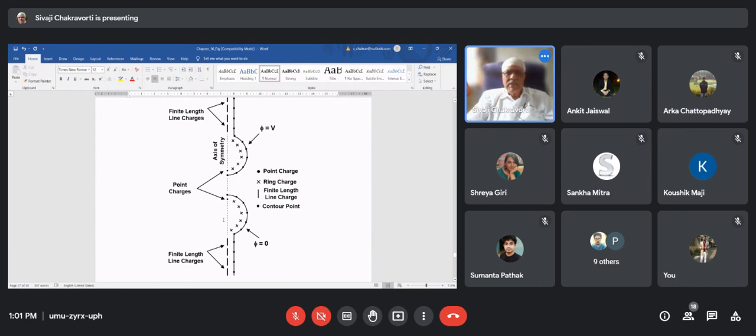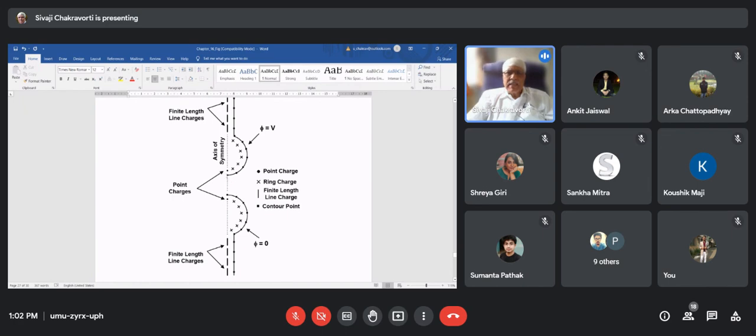The answer is very simple. See, the sphere, these crosses you can see here, these are the ring charges. And this is a rotationally symmetric system, so this is the axis of symmetry. And this cylindrical part is not of infinite length. It is of finite length, so there are some finite length line charges here, top and bottom you can see.